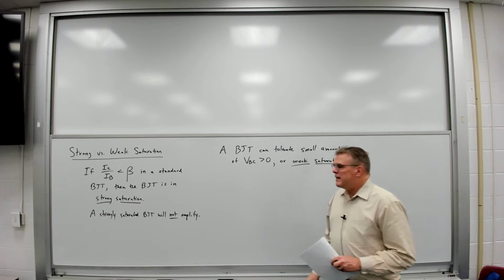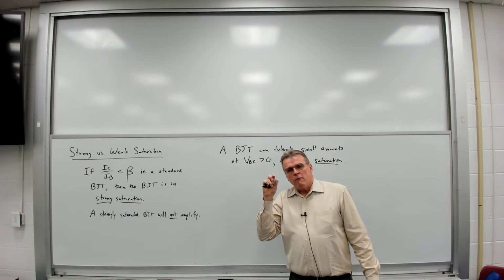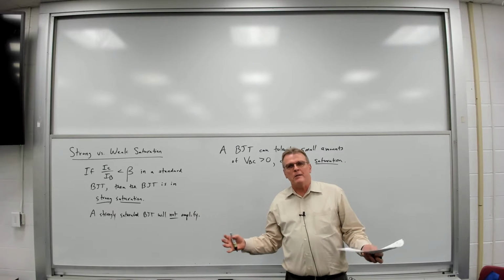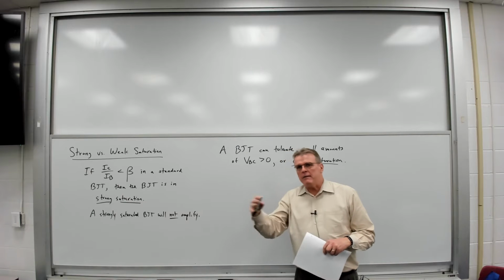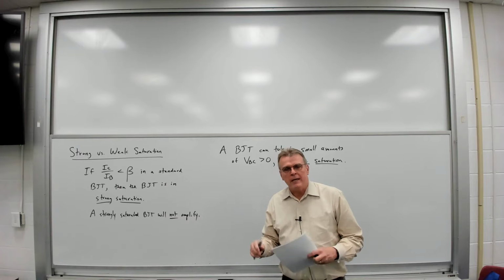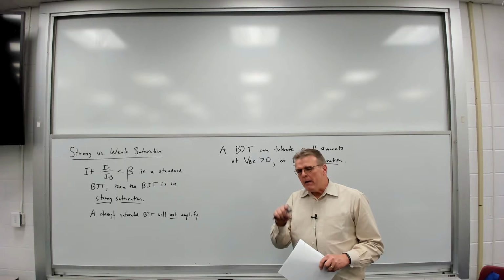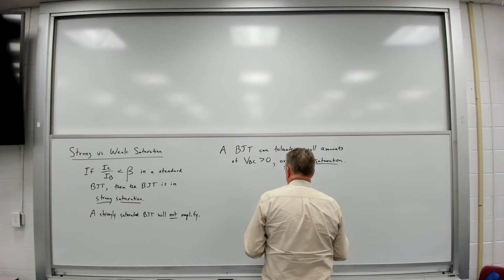What I mean by that is the base collector junction is forward biased, but only slightly, maybe only by a couple of hundred millivolts. Not enough to really turn the junction on strongly, not enough to have any significant current flow across it, but still forward biased. And in situations like that, you'll find the beta relationships still work. So as an example of that, let's look at this circuit.